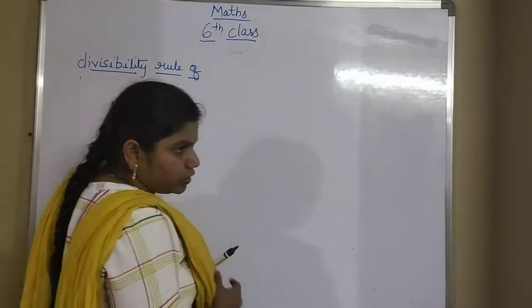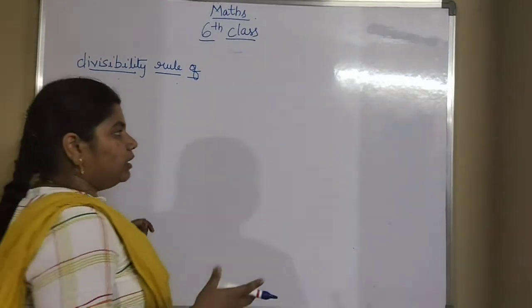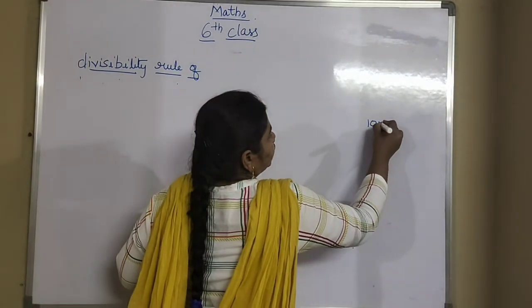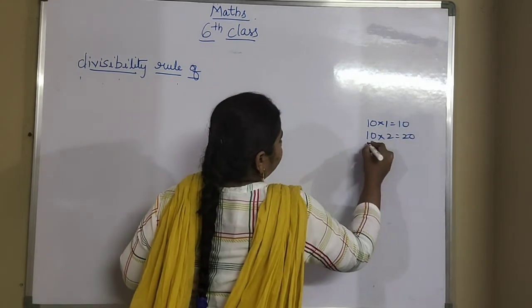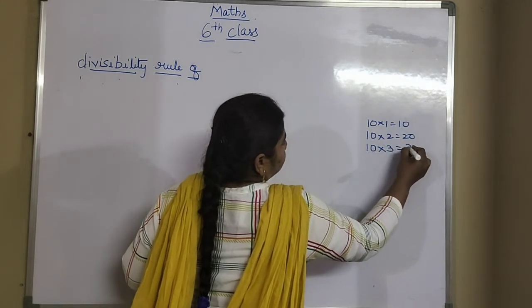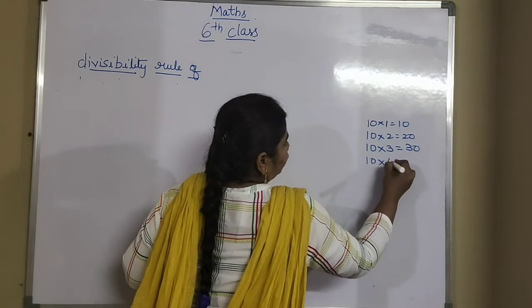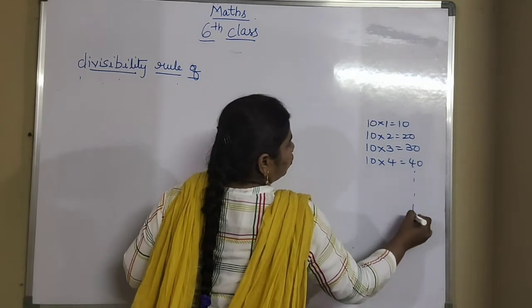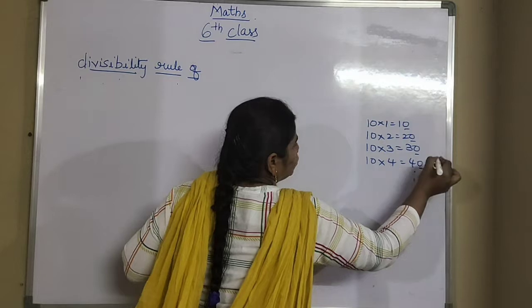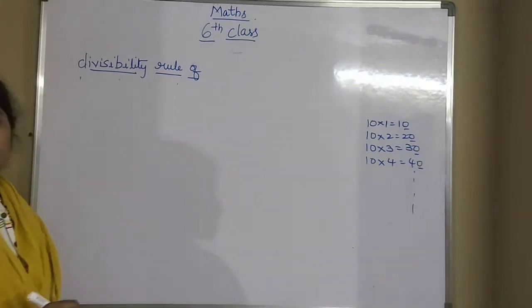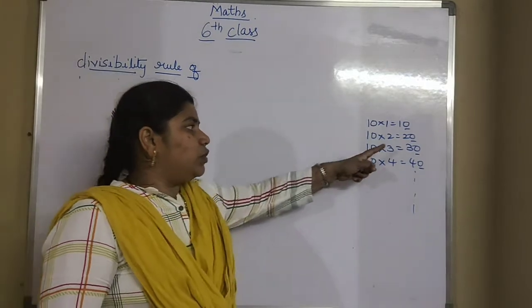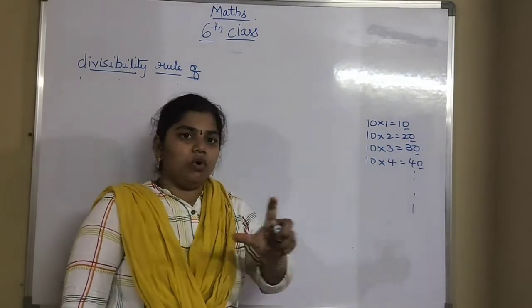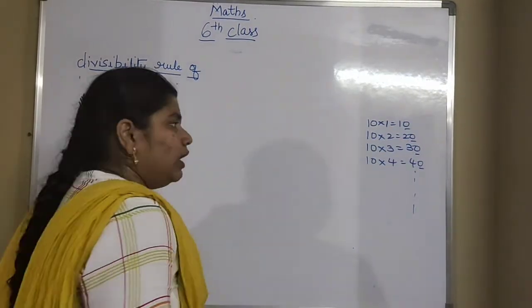So what is the divisibility rule of 10? Already you know the 10 table. 10 into 1 will be 10. 10 twos are 20. 10 into 3 is 30, 10 into 4 is 40 and so on. So in all the units places you are getting only 0. That means if you take any number and if the units place is 0, then the whole number will be divisible by 10.